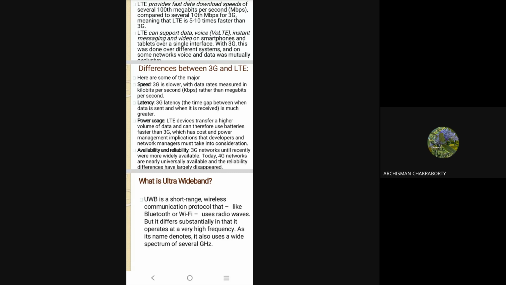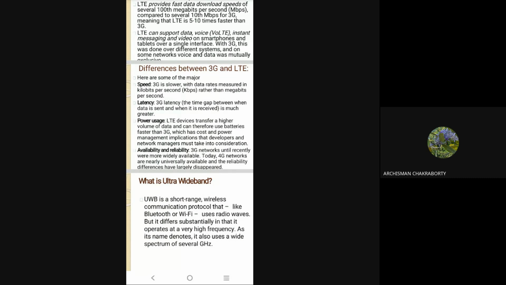Power: LTE devices transfer a higher volume of data and can therefore use batteries faster than 3G, which has cost and power management implications that developers and network managers also take into consideration. As it sends or transfers a higher volume of data, obviously it needs more power. So there is more battery use and it consumes more power as compared to 3G. You can tell this is a drawback of LTE technology.